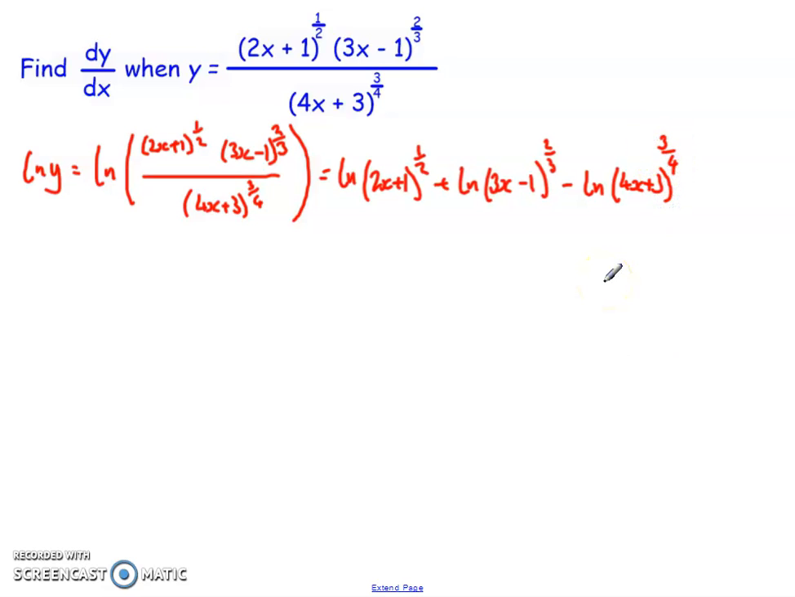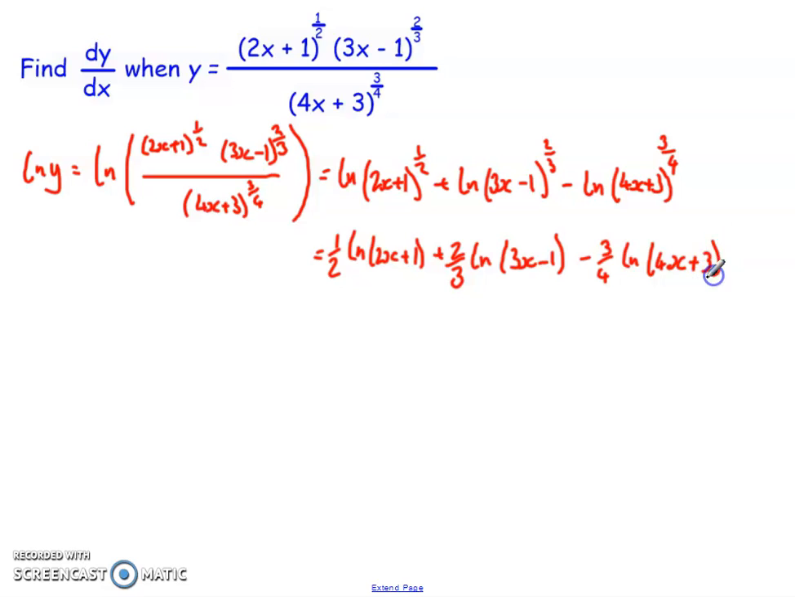Now again, this still isn't something that looks exactly too appealing to us. However, we can then use another rule of logarithms to bring the powers down to in front of each of these. So I'd end up with a half times ln of 2x plus 1 plus 2/3 times ln of 3x minus 1 take away 3/4 times ln of 4x plus 3. So that actually will make it a lot easier for us to find the derivatives.